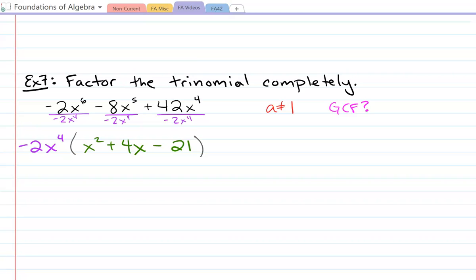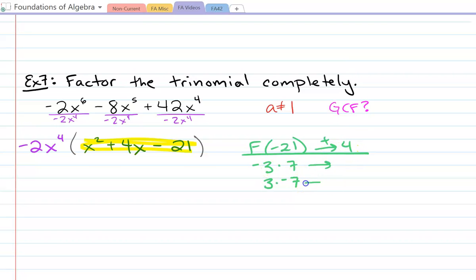Okay, so we can do this. We can find the factors of the middle. So we're looking for factors of negative 21 that add to positive 4. So I'm thinking 3 and 7. But it is a negative 21, so one of these has to be negative. Either it's going to be negative 3 and positive 7, or it will be positive 3 and negative 7. Which one adds to positive 4? Well, 3 minus 7 is negative 4. Negative 3 plus 7 is positive 4. So that's the pair we want.